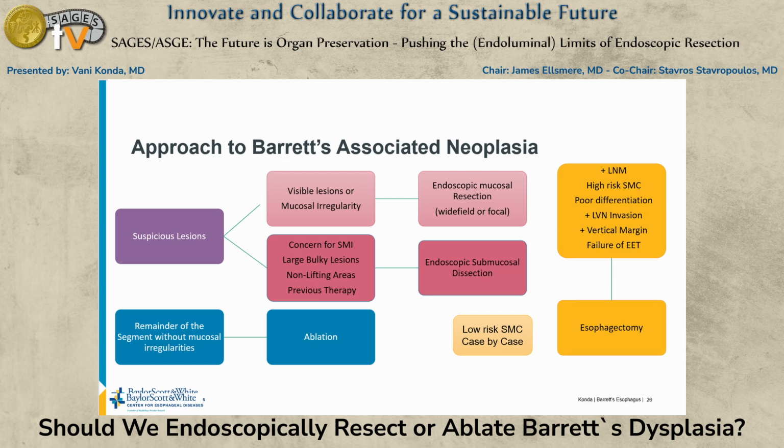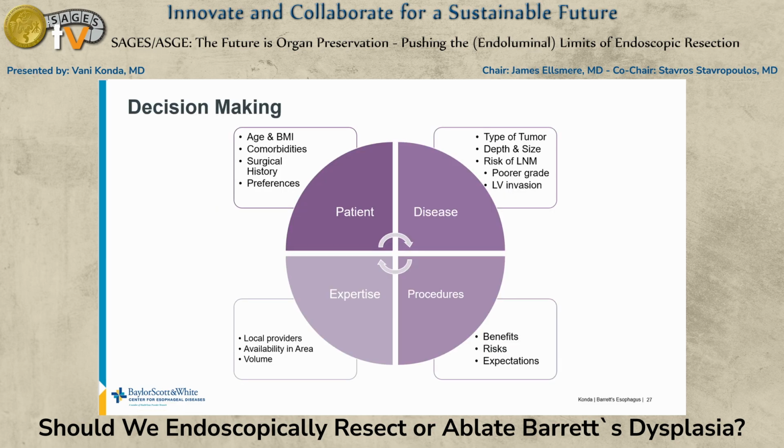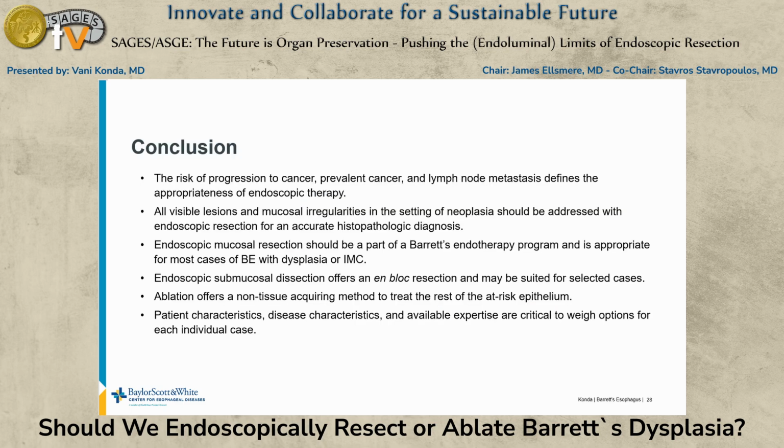If we find high-risk features or evidence of lymph node metastasis, then those patients would require esophagectomy. And submucosal disease is probably a case-by-case basis. Decision-making takes into account patient factors, disease factors, procedure factors, and expertise, and varies from location and doctor, but should be part of the counseling of your patient.